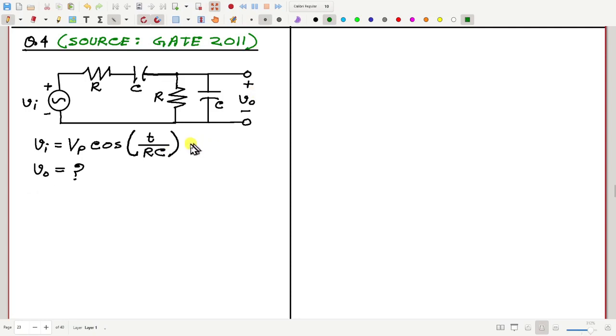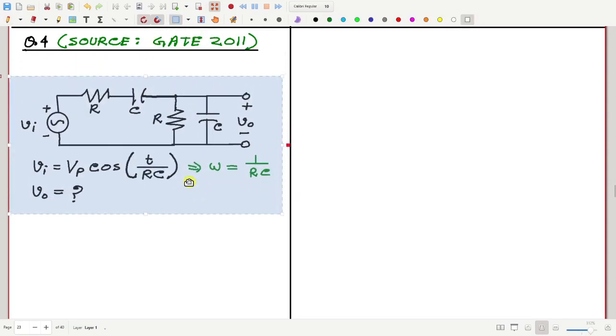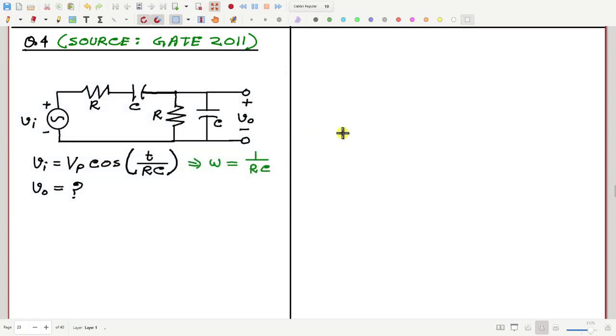From this equation you can see omega is equal to 1 by RC. So how much will be the impedance of this capacitor, call that XC? How much will that be? Minus JR.